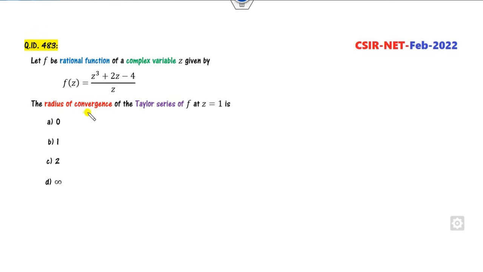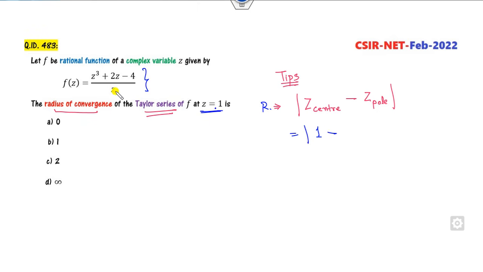So look at the next question. You have to find the radius of convergence of the Taylor series. That's a very simple tip for you. As I already mentioned in my previous lecture, the center minus the pole is the radius of convergence. So what is that? Center is here, you have to find this value, so it is 1. What is the pole? In the denominator you can substitute 0 and you can check it's finite. Yes, it's finite, so 1 minus 0 is 1, the right answer.